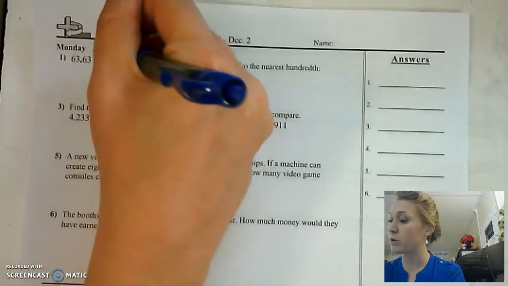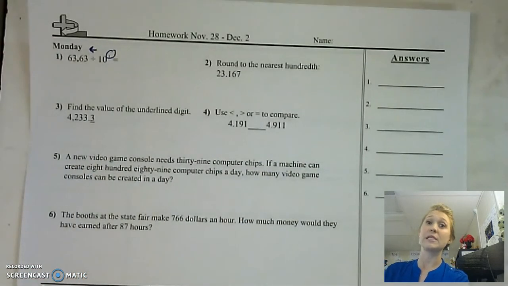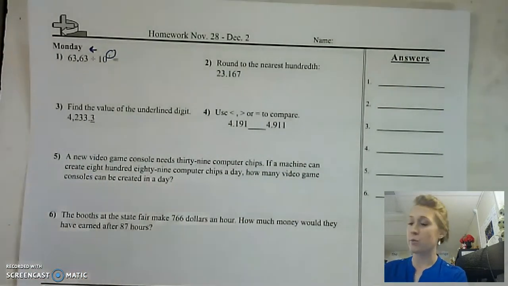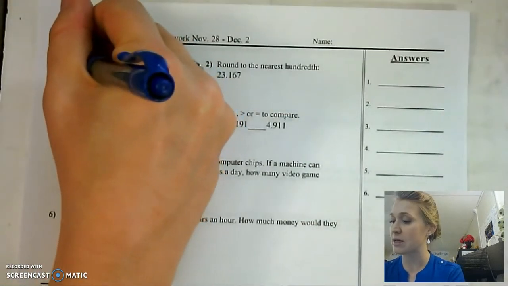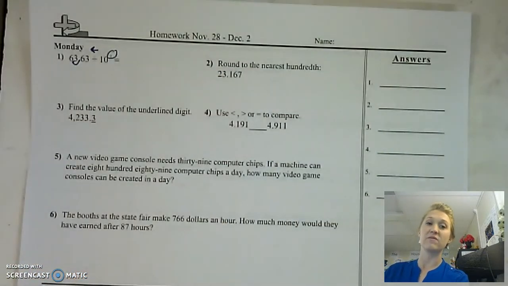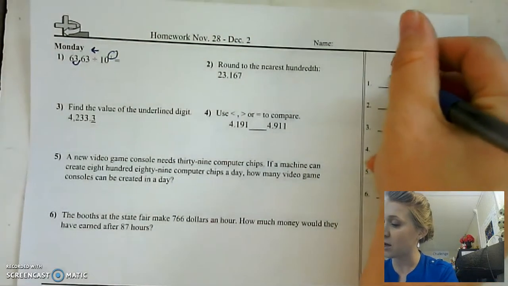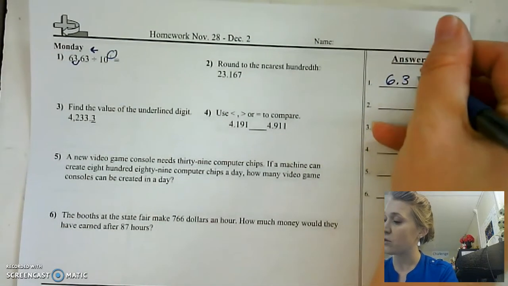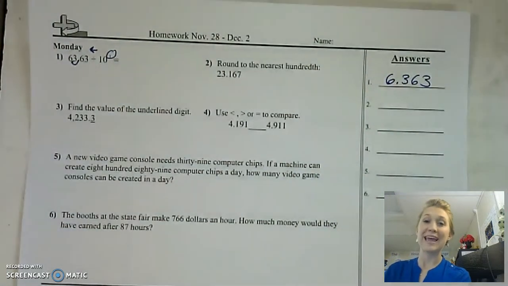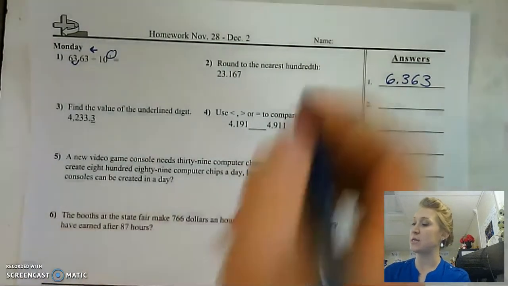How many times do we move it? Well, we look at that power of 10. We see a power of 1. So we move it 1 time to the left, making it smaller by 1 place value. And so our answer becomes 6 and 363 thousandths. Looking at number 2, we're going to round it to the nearest hundredth.